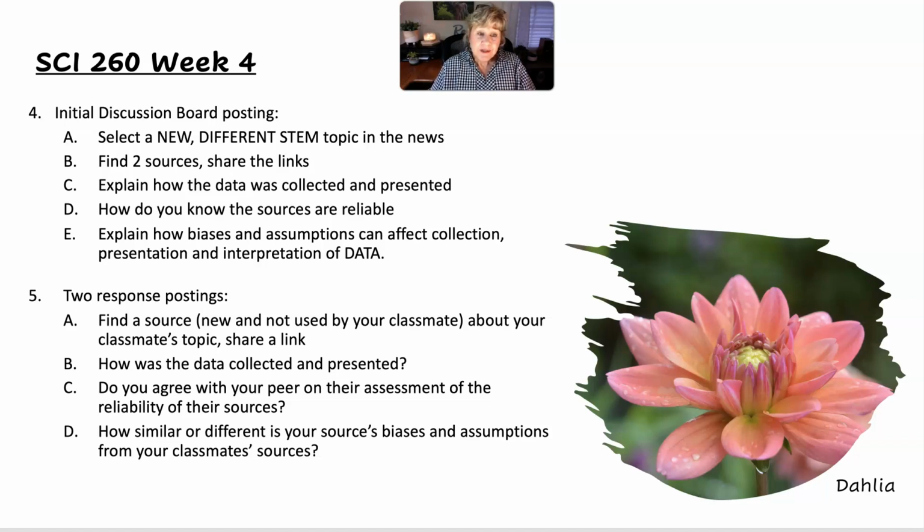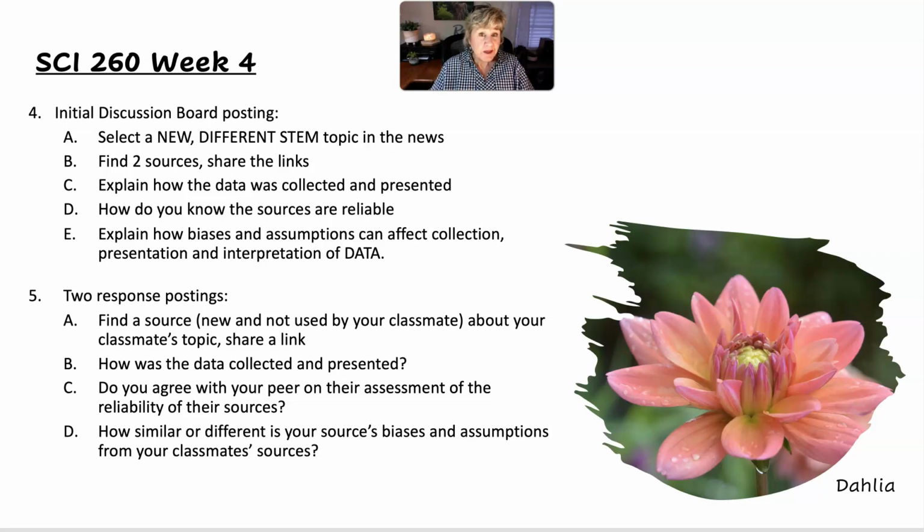Okay. Select a new, different STEM topic from what you've been examining, okay? And then find 2 sources, share the links. Now, go in, look at those 2 sources, and look at how the data was collected. And then how was it presented? Was it presented in a line graph, a table, photographs? You know, how was it presented? Do you know that your sources are reliable? And how do you know that? And explain how biases and assumptions could affect your data, the collection of it, preservation, and the interpretation of your data, right? So that's your initial discussion board posting.